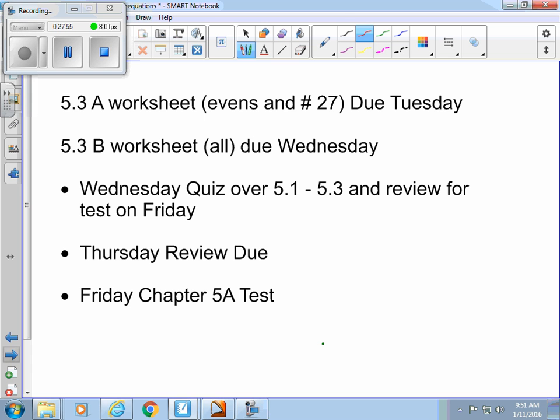Before we do more examples, I'll tell you what your homework is. The 5.3A worksheet I thought was a little long, so I shortened it for you. Today's worksheet, we're doing the evens plus number 27. There are 27 of them, so that puts you at around 14 problems. Tomorrow you're going to get the same stuff, we're just going to do more examples and get a little better at solving some that are a little tougher.